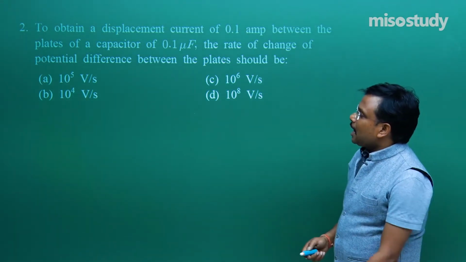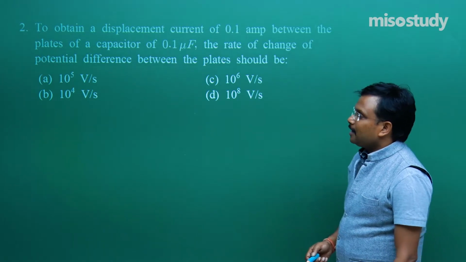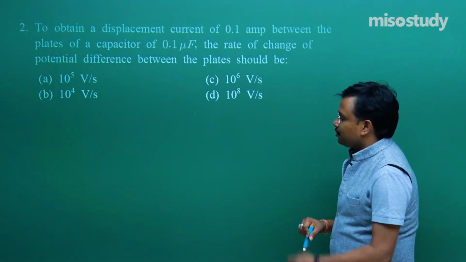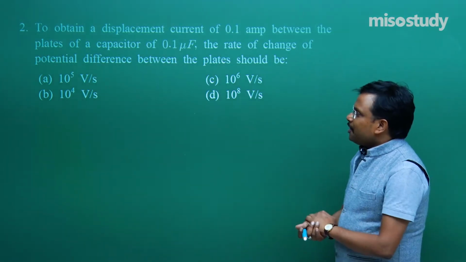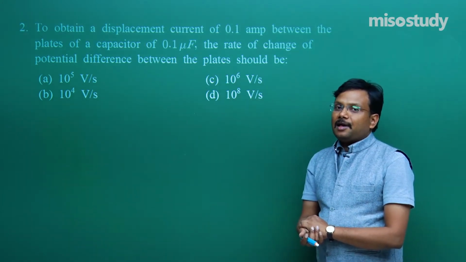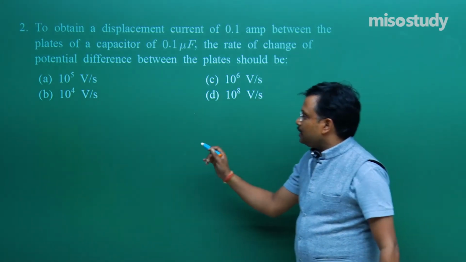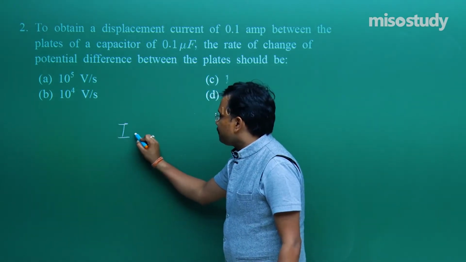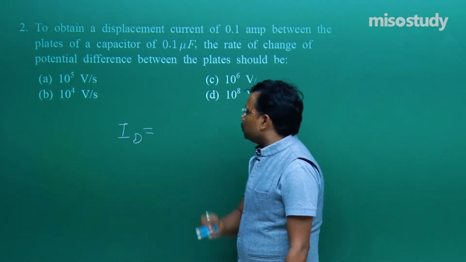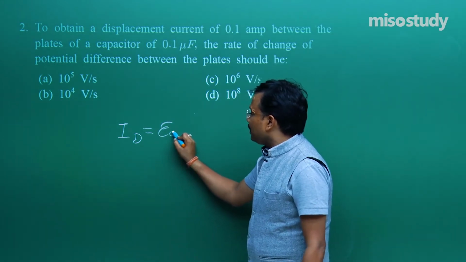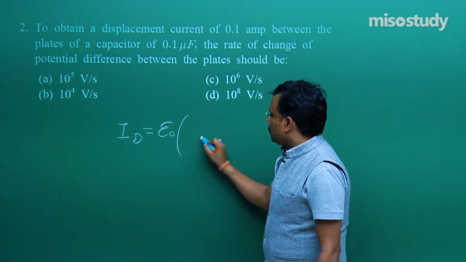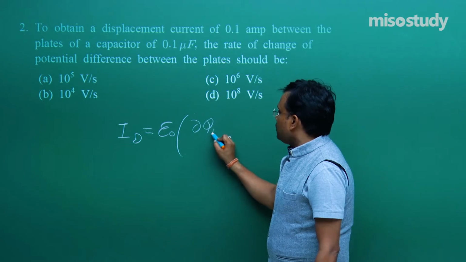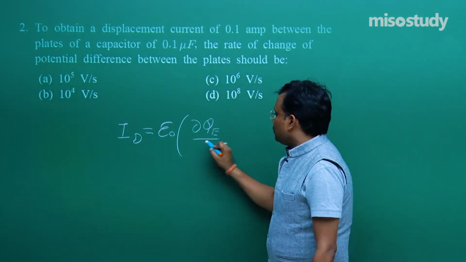Let me mention it in a different fashion. The displacement current ID is given as epsilon naught d phi E by dt. Let me write down the formula: ID is equal to epsilon naught d phi E by dt.